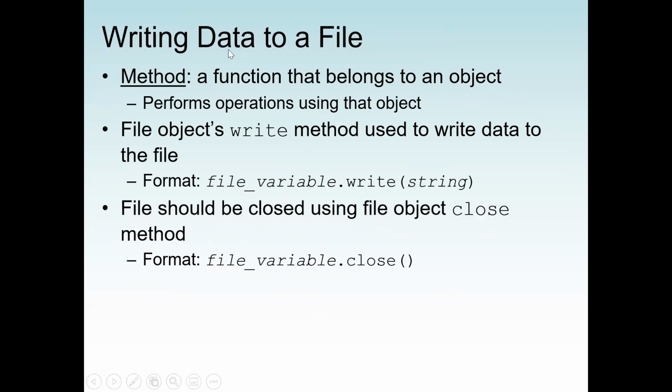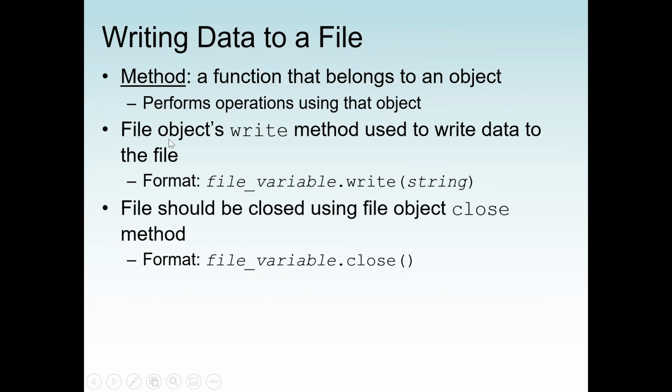So next is writing data to a file. A method is a function that belongs to an object, as we discussed in object-oriented programming. A method is always a function that belongs to an object or a class. A function normally doesn't belong to any class or any object. So a method, a function that belongs to an object, performs operations using that object. We discussed this in object-oriented programming.